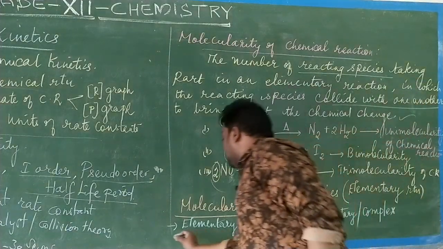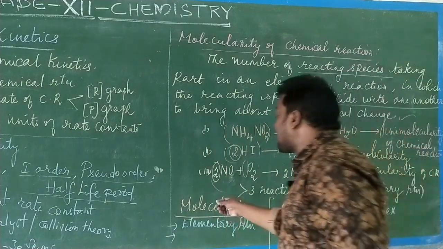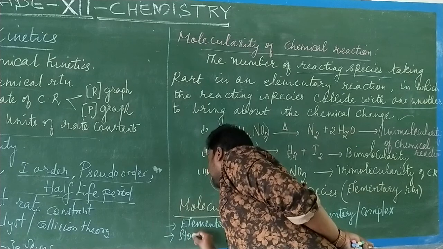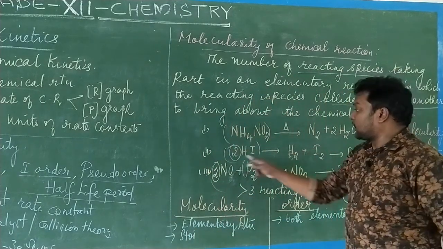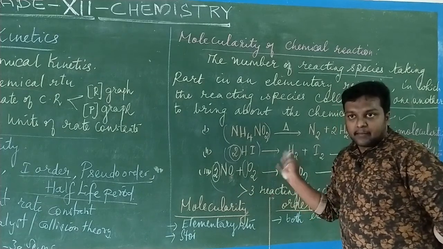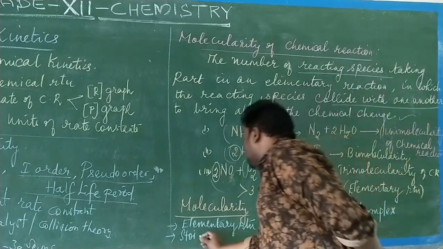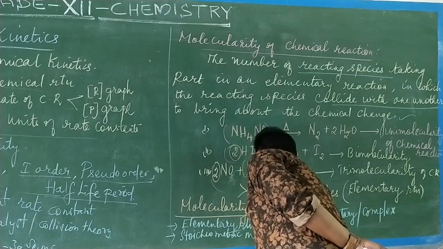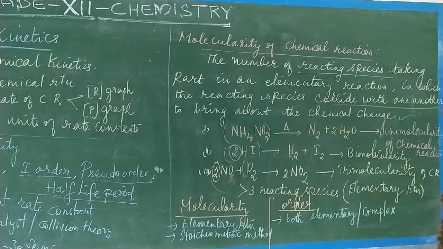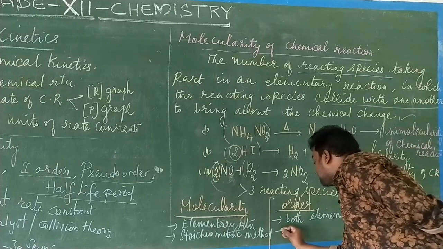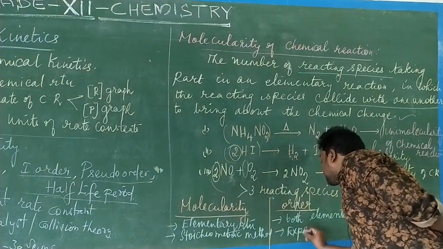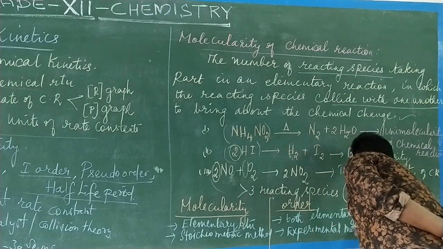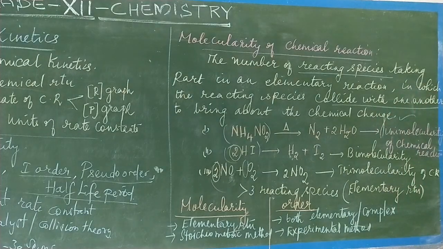Second, the molecularity of the chemical reaction can be determined by the stoichiometric method. We balance the equation, saying 2 moles, here 2 plus 1 is 3. We balance it, and this is called the stoichiometric method. Whereas the order of the chemical reaction can be determined only by an experimental method, which we have already studied in the previous class. It cannot be done manually.